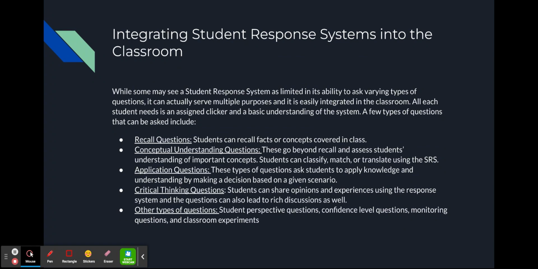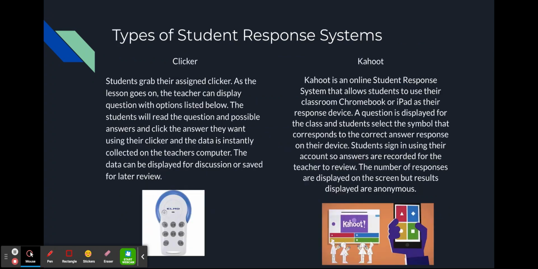And then other types of questions that you can utilize the student response system for are some perspective questions. You can assess their confidence levels, so you can ask them to rate themselves maybe as a 1, 2, or 3, like how do you feel after this lesson? 1, I'm not sure, I really need more help. 3, I really understand, I could probably teach this to my neighbor. Monitoring questions similar to that, or classroom experiments, you can use those to make predictions and things like that.